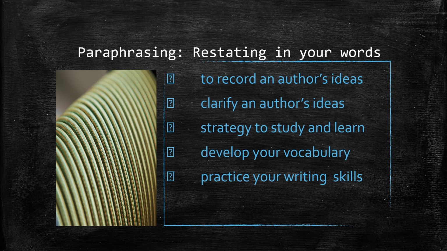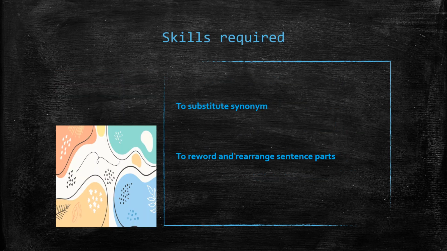The fourth, because a paraphrase requires you to use different words from those in the reading, writing paraphrases helps you develop your vocabulary. And the fifth, paraphrasing means practicing your writing skills. Well, to paraphrase effectively, you are required to have at least two skills. First is to substitute synonyms, and second is to reword and rearrange sentence parts.